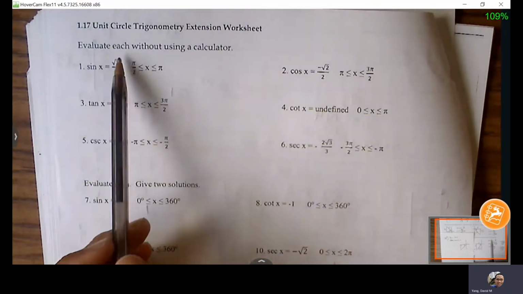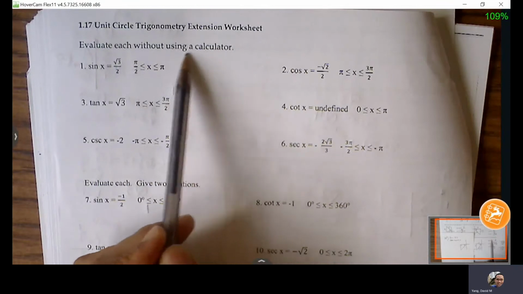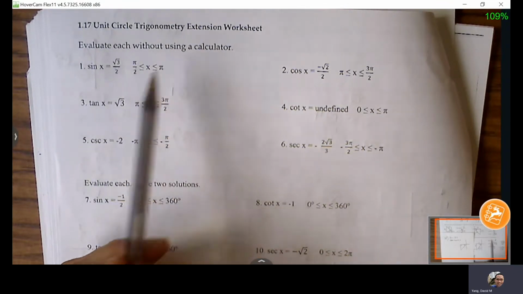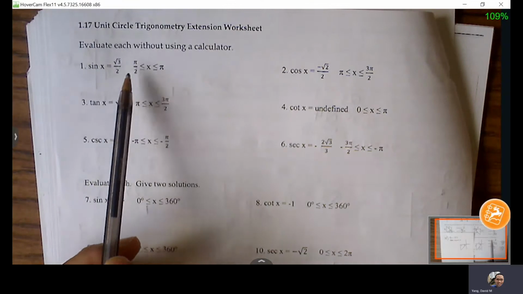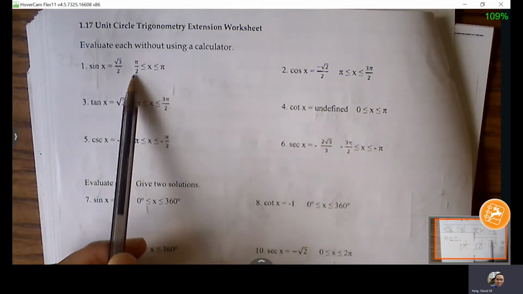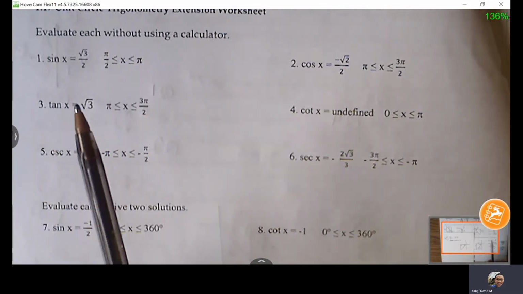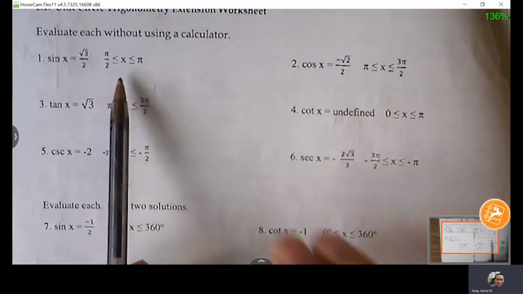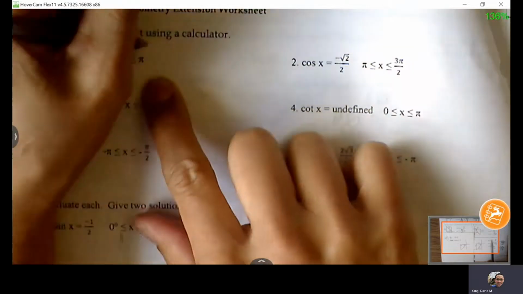Okay, so it says evaluate each without using a calculator. We have our unit circle to help us with this. So sine is equal to root 3 over 2. All right. First thing is we want to identify which quadrant we are dealing with between pi over 2 and pi. Second quadrant.